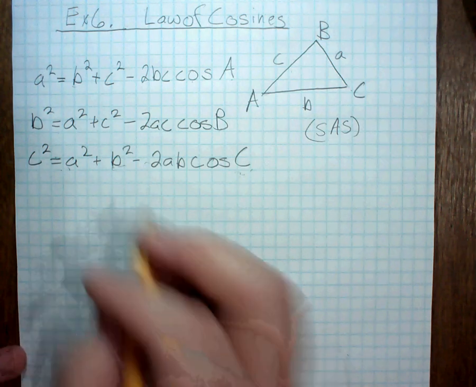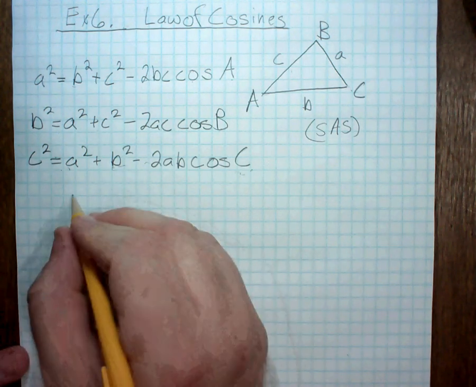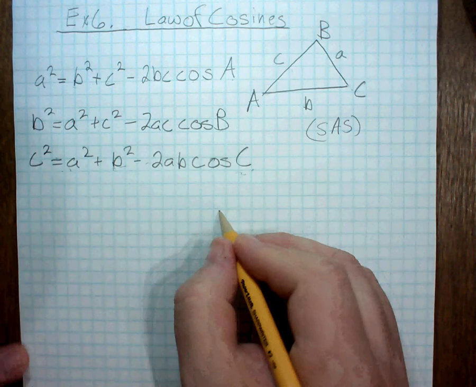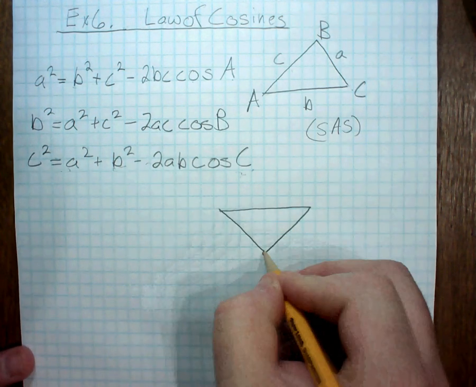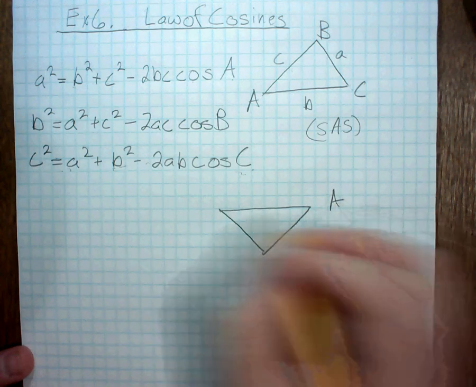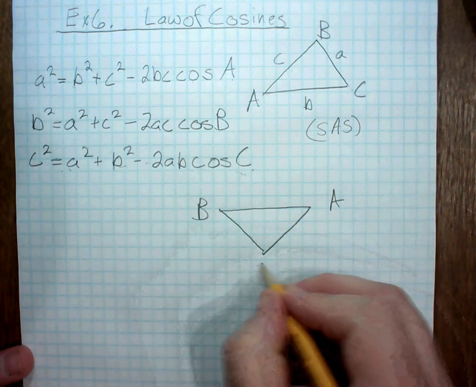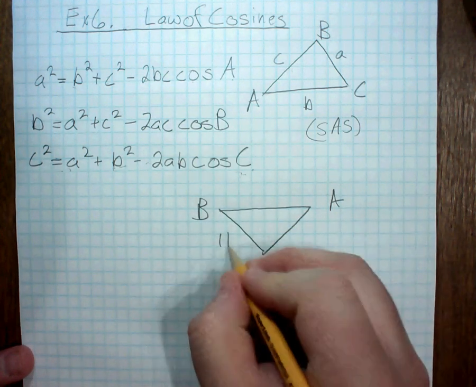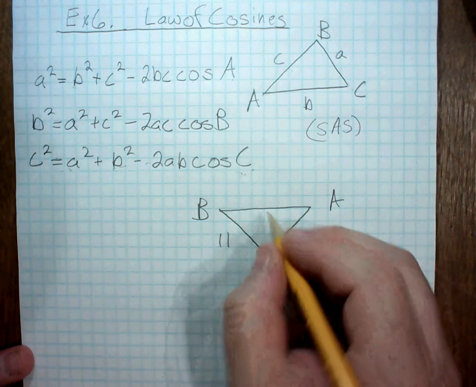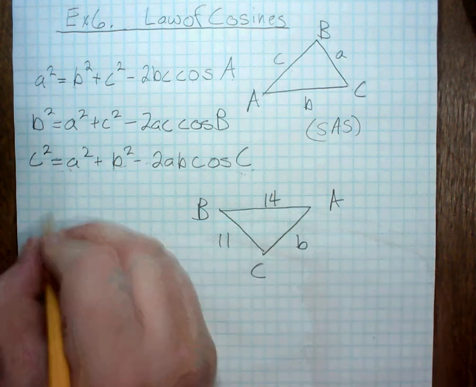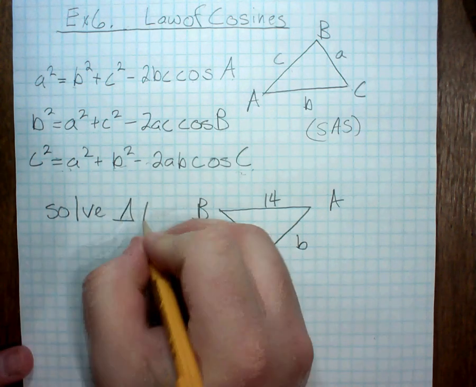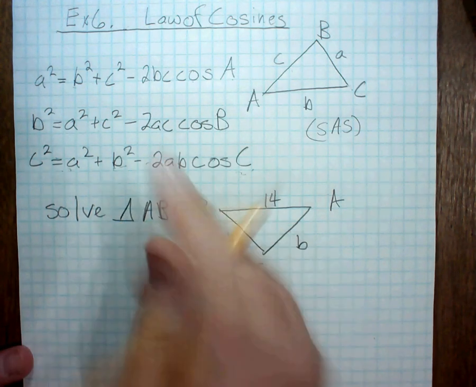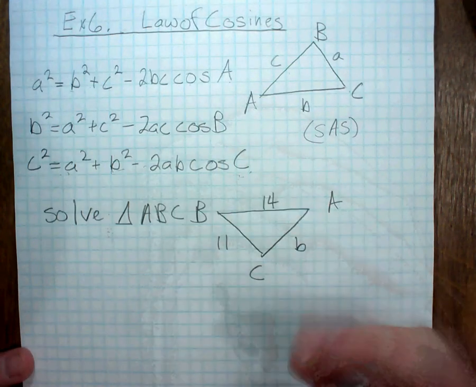Okay. So let's do example number 6. I have a triangle like this, where this is capital A, capital B, capital C. I'm told that this is 11, this is lowercase b, and this is 14. And we're asked to solve triangle A, B, C. Okay, that's what they want us to do.